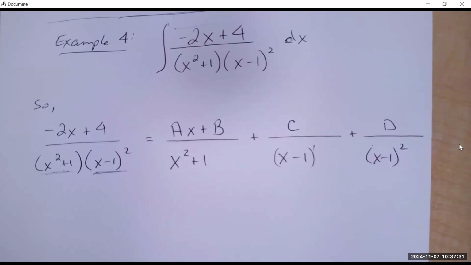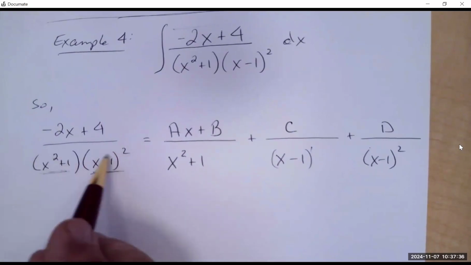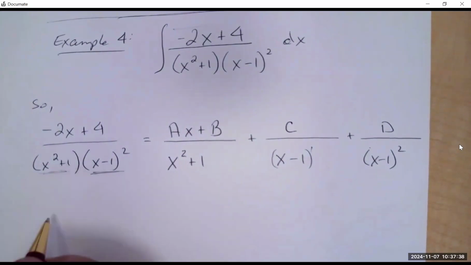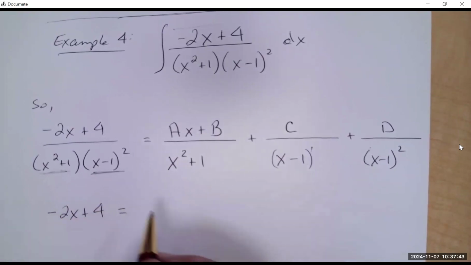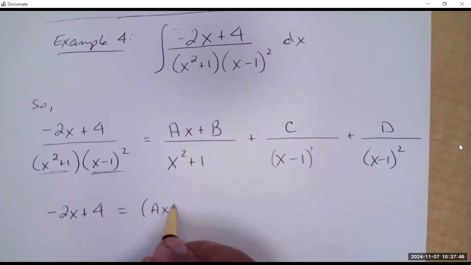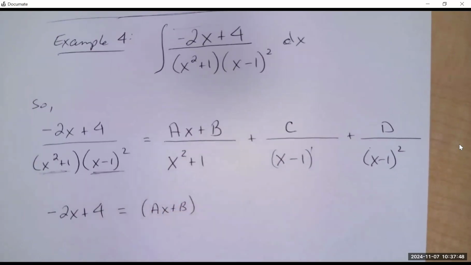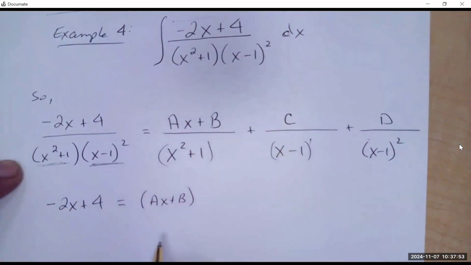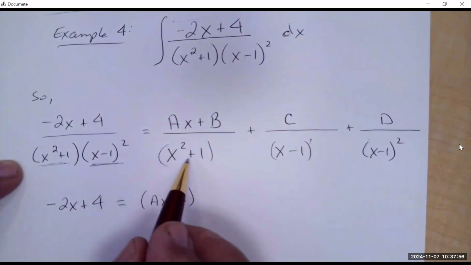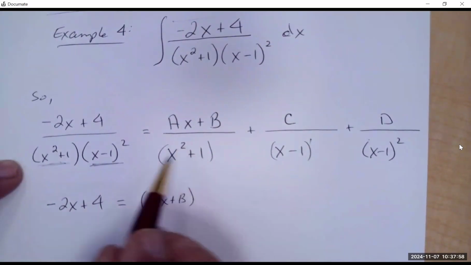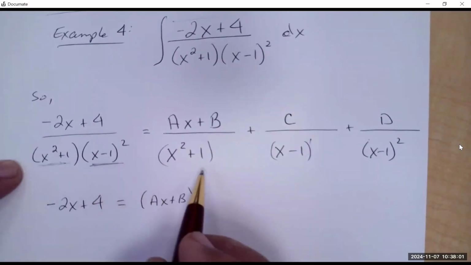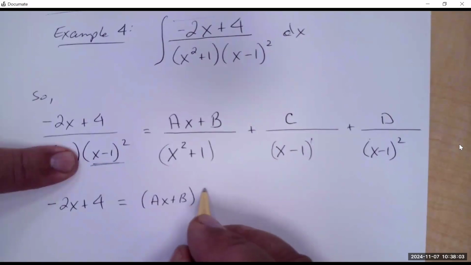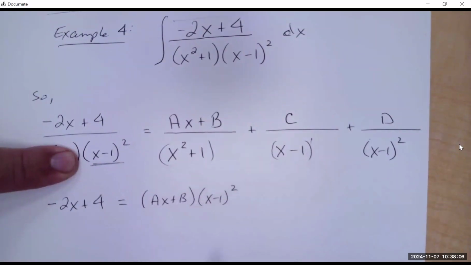So now we multiply each term by the LCD, which becomes negative 2x plus 4. What goes in the second one? Since on the second one, we only have the x squared plus 1, those cancel, so we have x minus 1 squared.